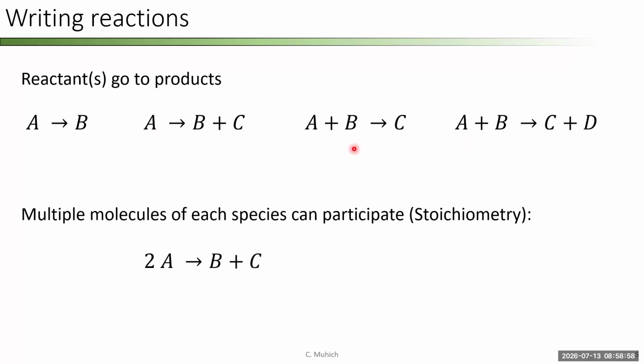So not only can we have these reactions move forward, but we could have two of the same species. So two A's maybe react to form B and C. This number out in front of the species is called the stoichiometry, and it's going to tell us how much of A, in this case, because there's a two in front of the A, how many molecules are needed in order for the reaction to occur.